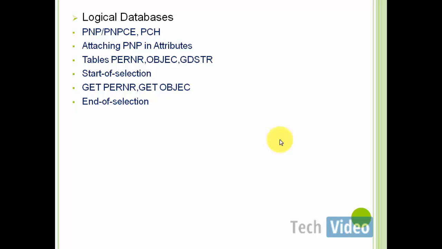Some important logical databases which we would be using are logical database PNP, PNPCE or PCH. For the personnel administration module, we will be using logical database PNP or PNPCE. I'll let you know how we can attach a logical database to a report program and what the different structures available in a logical database are, in one particular example which we'll be seeing shortly. And what is the importance of start of selection? What are the GET events? We have some events called GET PERNR, GET OBJEC, and what is the importance of end of selection in a logical database?